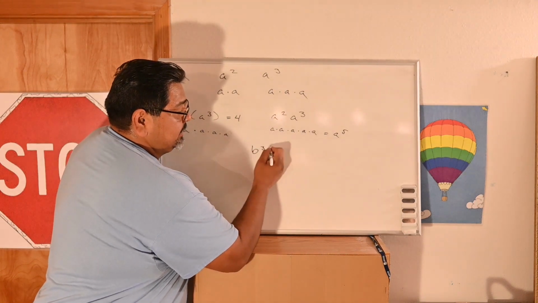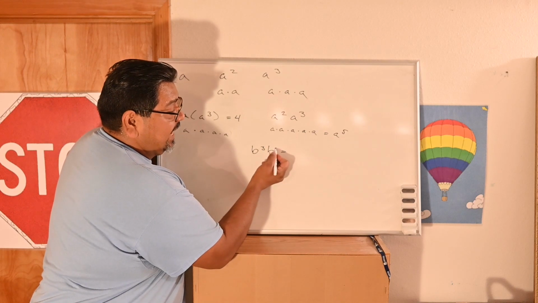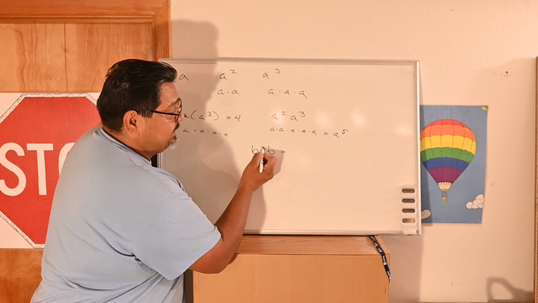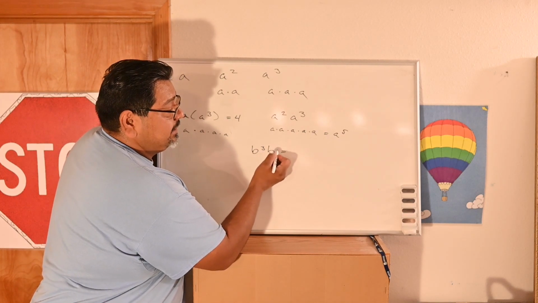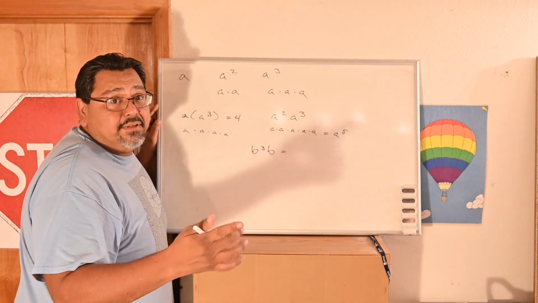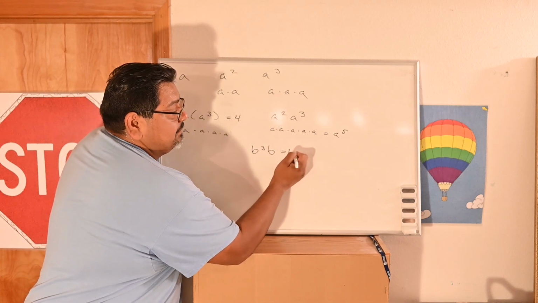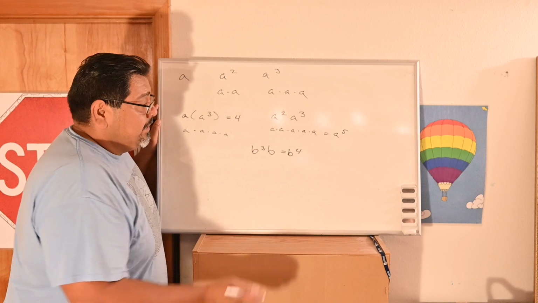So if we say b cubed times b, we know all we have to do is add these because we're multiplying, like I just said. So it's b to the 3, and there's an imaginary one because it's just b. It's just b multiplied by itself. So 3 plus 1, that's going to be b to the 4th. Okay?